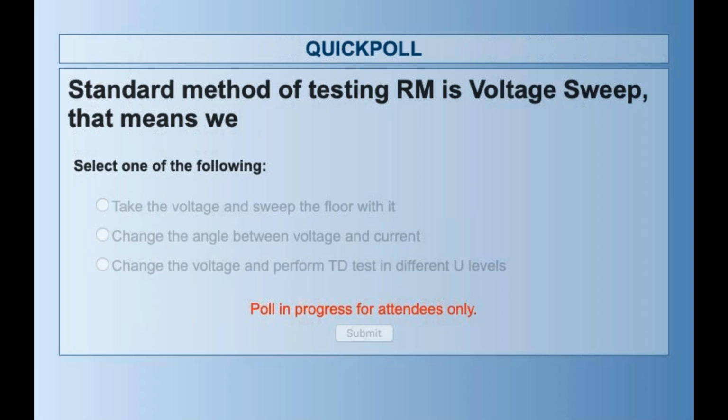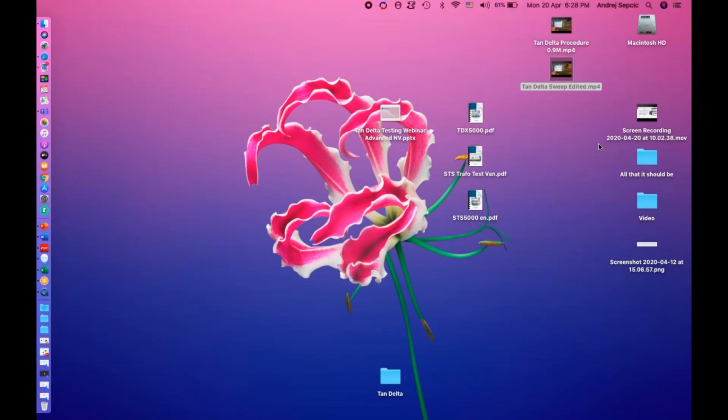So 45% of the people voted, and we have 100% of answers correct. So this is very good. I know that we have more than 120 people here. Come on, everybody, let's vote. 5, 4, 3, 2, 1, close the polling. 55% of people voted. 95% of people said change the voltage and perform tan delta test, which was C, and that was the correct value. So congratulations, this is good.